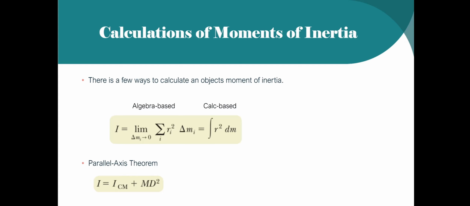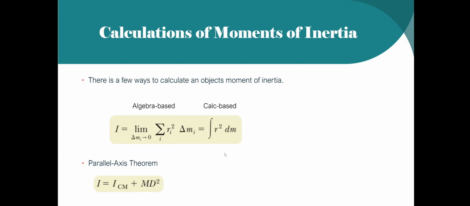Okay, so I said I was going to get to how to calculate moments of inertia. There are a few ways to calculate the moments of inertia. Again, for the algebra-based class, you don't need to worry about the limit. You only need to worry that the moment of inertia is simply the sum of all the masses times the radius squared. And that's it. Masses times radius squared. So there'll be maybe 4 or 5 masses. They'll all be at different radiuses. You're going to add them all up, and that'll be your moment of inertia.